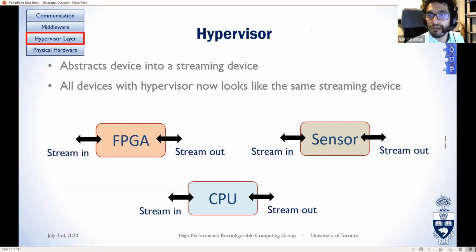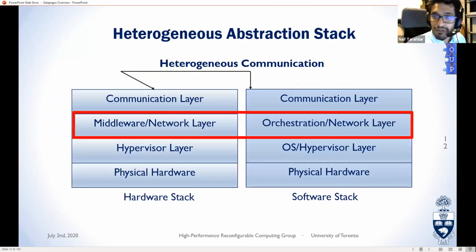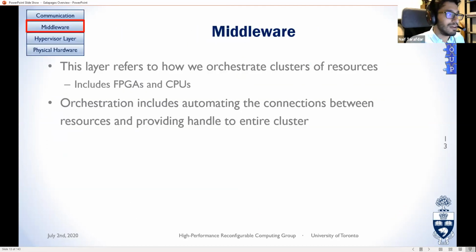They're a stream in and a stream out device. And since they all speak and connect the same way, we can connect these nodes together. So I can connect an FPGA's stream out to the stream in of a sensor. I can connect the sensor's stream out to the stream in of a CPU, for example, right? So we have the framework to connect all these nodes together, but you can still imagine that doing this at scale can be quite painful.